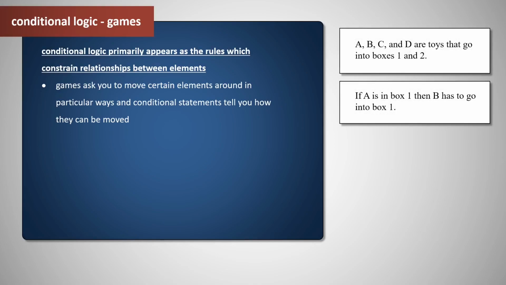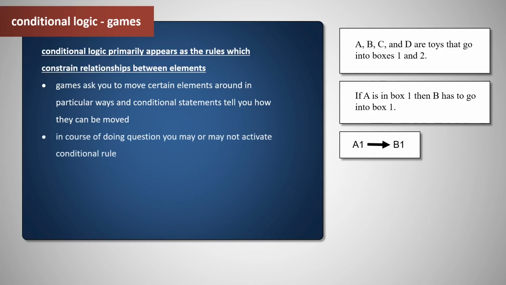So for example, you might have a game like this one, very simply dealing with toys and boxes. It says A, B, C, and D are toys that go into boxes 1 and 2, and then we can have a rule. A simplified example of a rule would be: if A is in box 1, then B has to go into box 1. The way you would symbolize that is using your standard arrow. So A1, arrow B1. So if A is in 1, then B is in 1.